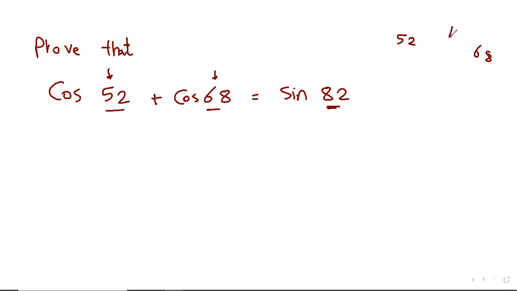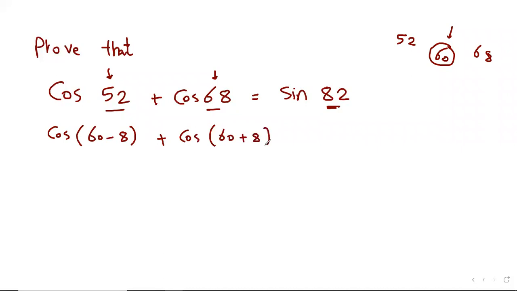And between them, we will get 60. You know, 60 is the mean of 52 and 68. So we can write 52 as 60 minus 8, and we can write 68 as 60 plus 8, and apply the rule of cosine.